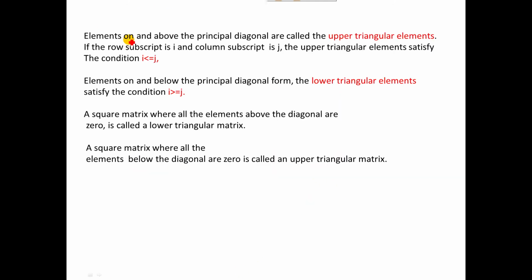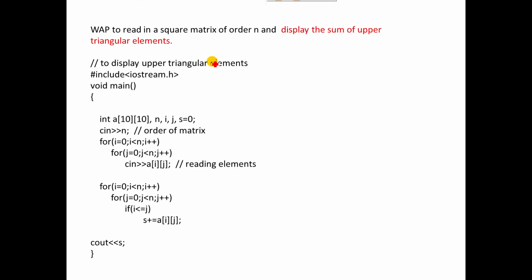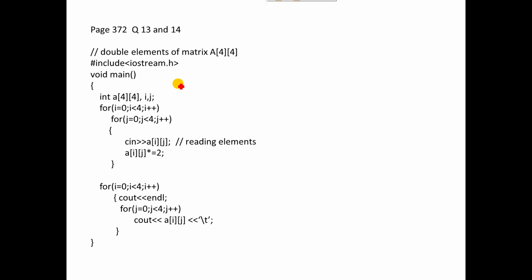Then this is a square matrix. You have the upper triangle, which is represented with i less than or equal to j, and the lower triangle, which is represented using i greater than or equal to j. So this is where you have the upper triangle elements being displayed. i less than or equal to j, upper triangle elements are displayed. Sum of upper triangle elements being displayed.